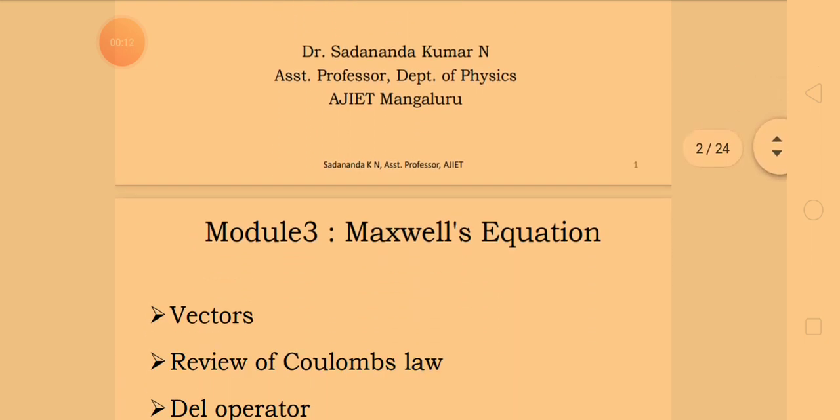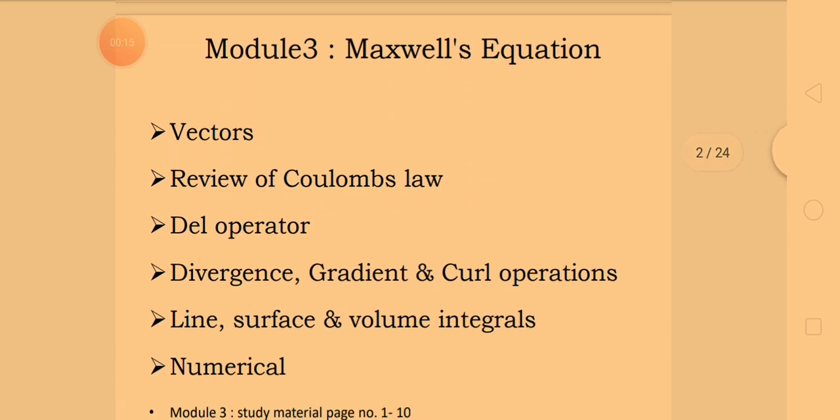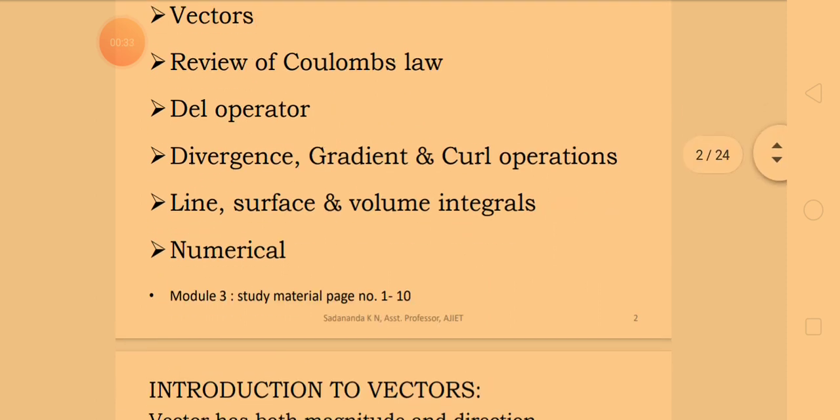Today I am going to discuss Maxwell's equations. The topics for the discussion are vectors, that means the basics of vectors, the review of Coulomb's law, del operator, operations such as divergence, gradient and curl, line integrals, surface integrals and volume integrals, and some problems from the curl operation and divergence.